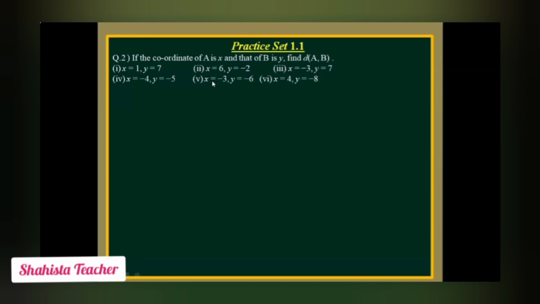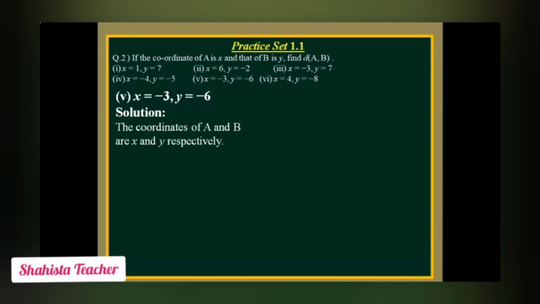Now here we will write this sub-question 5 here. x is equal to -3 and y is equal to -6. Now solution. As I told you before, first we have to write here the statement. What is that statement? The coordinates of A and B are x and y respectively. So here we will write the same statement. The coordinates of A and B are x and y respectively. Now, as I told you before, A is x and B is y. That means A is equal to x and B is equal to y, that we have to write here. A is equal to x and B is equal to y.